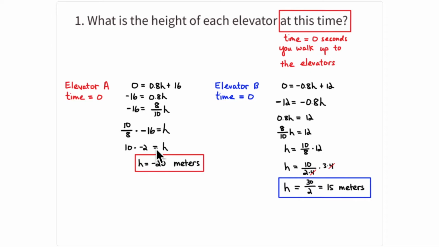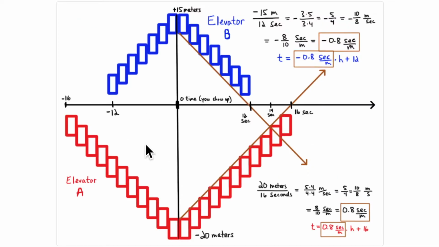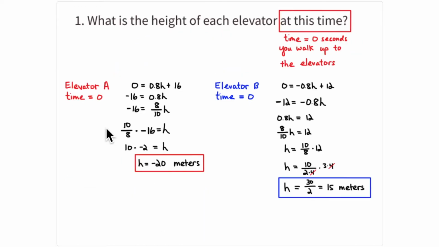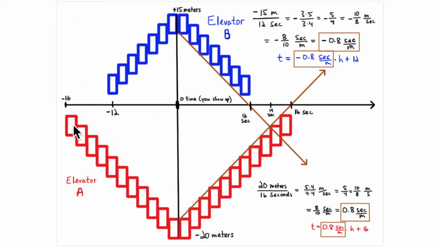So I made a little diagram. And so we're going to just look at elevator A for just a second. That's the red. That's this elevator. So at some point in time before you show up, so this is time along the horizontal axis, and this is the height along the vertical axis.